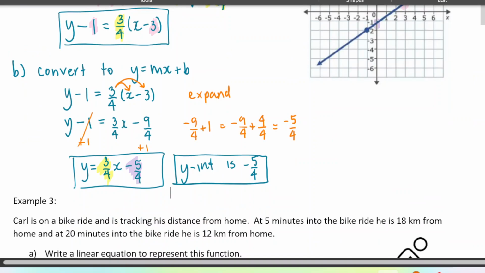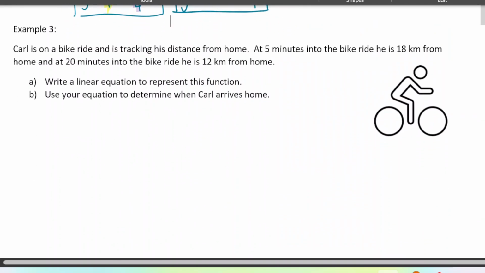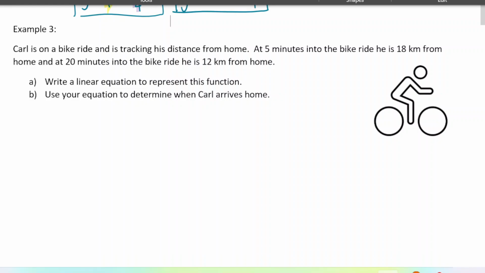Okay, last one is a word problem. Slope point form is really great when you're given a word problem where you are not given sort of a starting point.